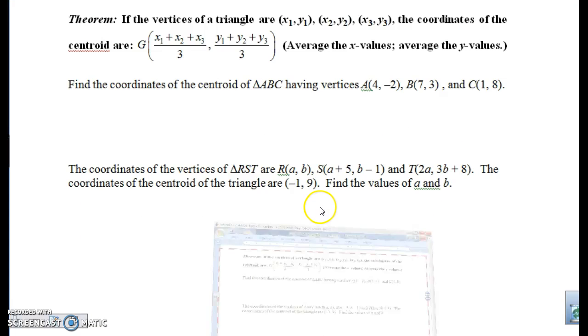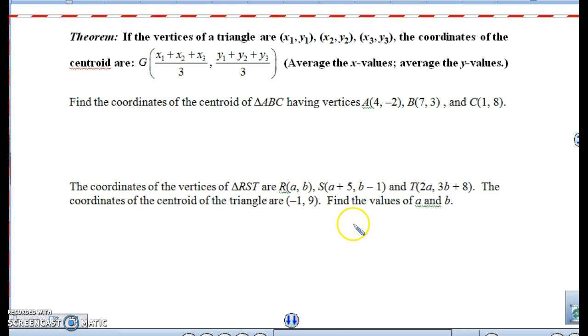All right, now we can also find the coordinates of the centroid pretty easily if we know what the three vertices of the triangle are. If the vertices of a triangle are (x1, y1), (x2, y2), (x3, y3), the coordinates of the centroid are the average of the x values and the average of the y values. Now notice there are 3 here: (x1 + x2 + x3) divided by 3, (y1 + y2 + y3) divided by 3. So if we wanted to find the coordinates of the centroid of ABC, having these vertices, we have to add the coordinates and divide by 3.